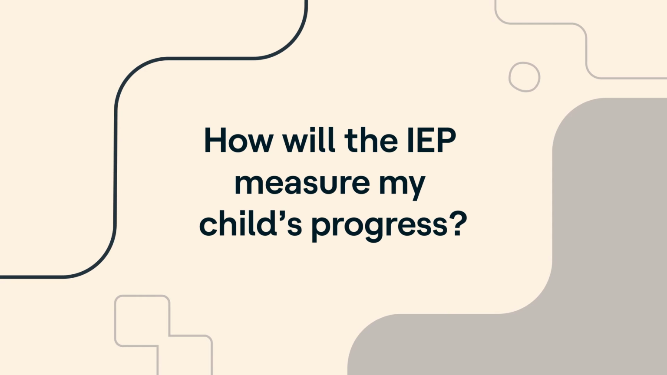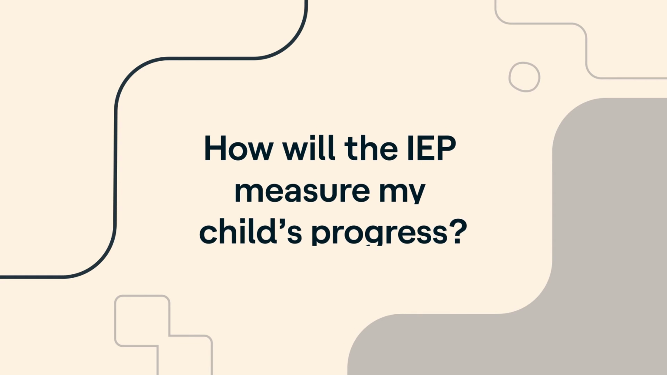How will the IEP measure my child's progress? At the beginning of this episode, I mentioned that annual goals need to do 3 key things. Look at your child's current skill levels, set goals or targets to reach a year from now, and include short-term objectives or benchmarks to monitor your child's progress. I want to focus on the last part now.